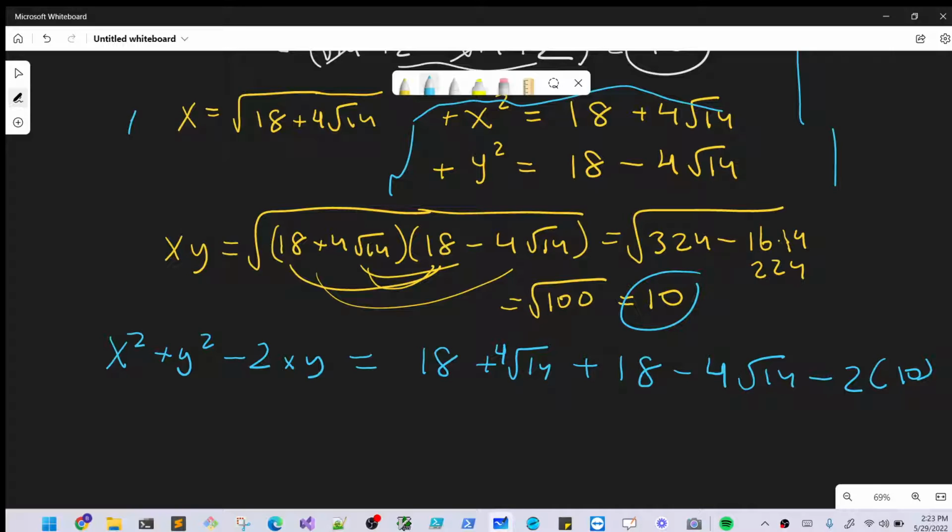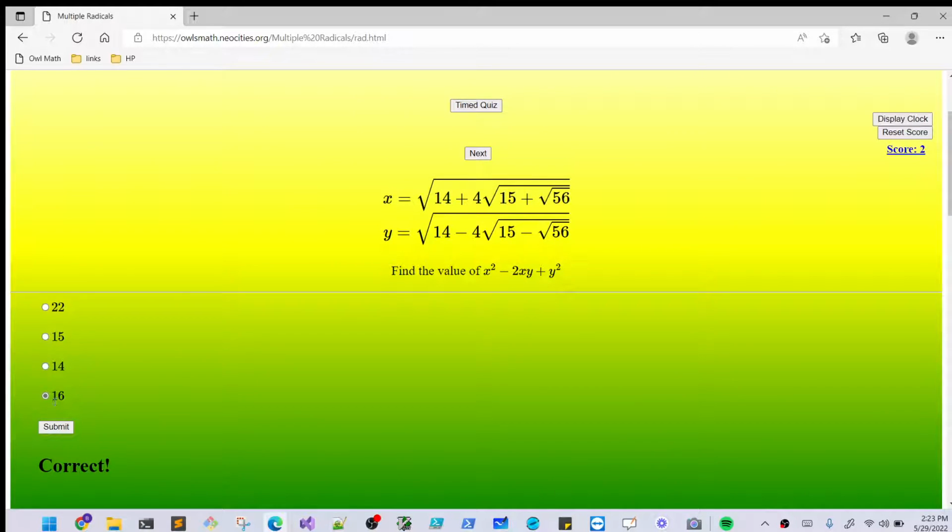So now we're just left with a little computation. But this term and this term will cancel. 18 and 18 is 36 minus 20, 2 times 10. And then we get to our same answer, 16, which we chose right here. So that's all there is to it.